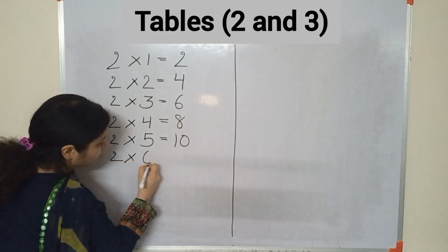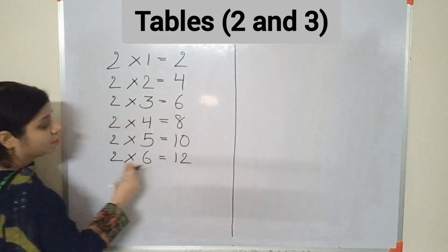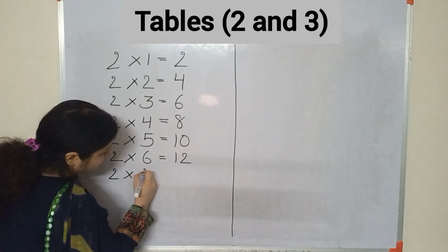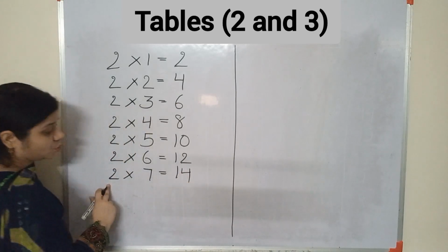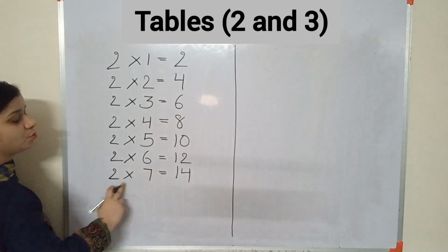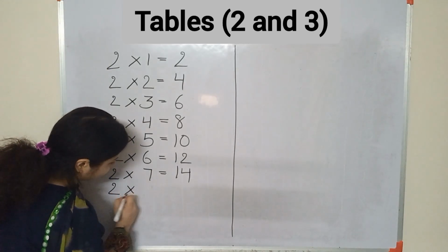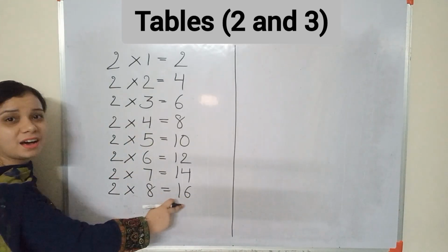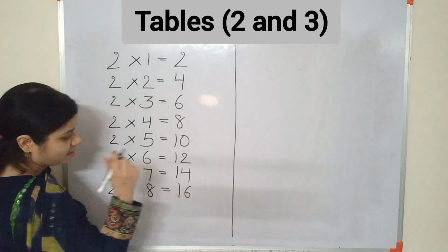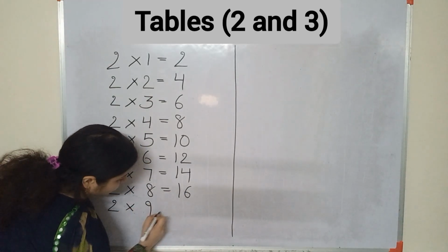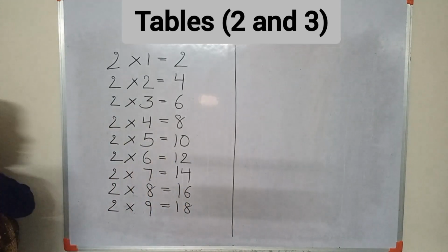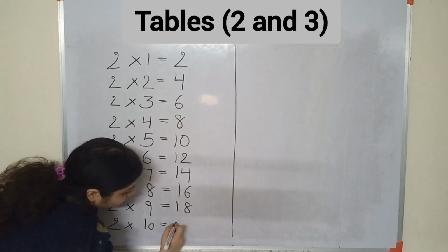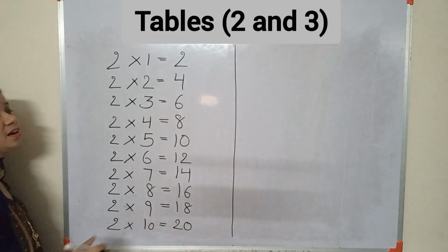Next, what is it? 2 6s are 12, 2 6s are 12. 2 7s are 14, 2 7s are 14. 2 8s are 16, 2 8s are 16. 2 9s are 18, 2 9s are 18, and the last is 2 10s are 20, 2 10s are 20.